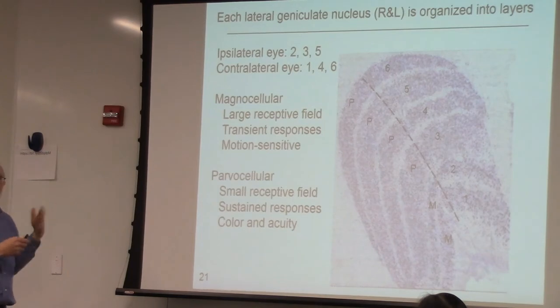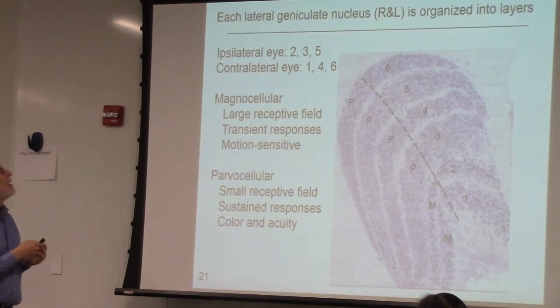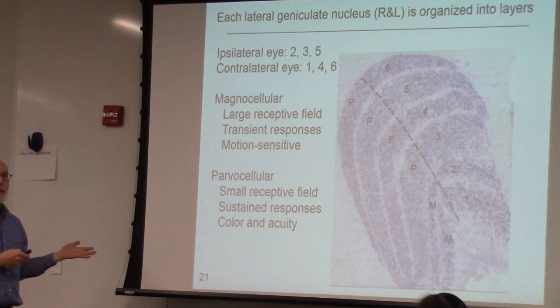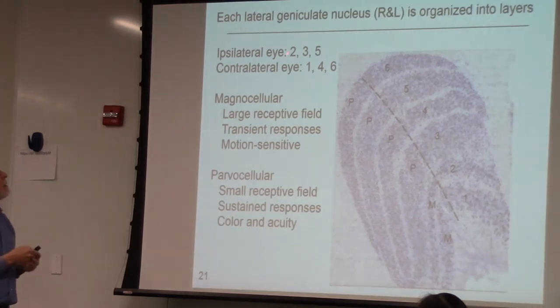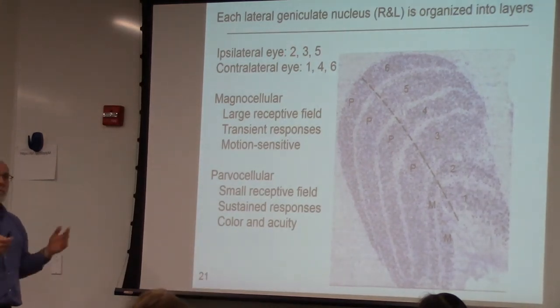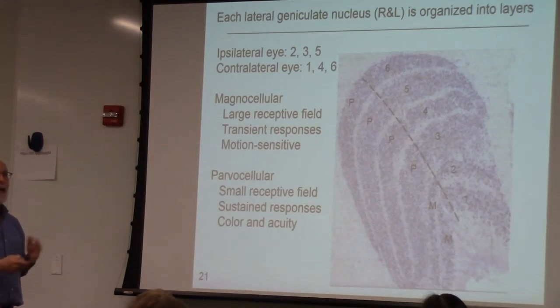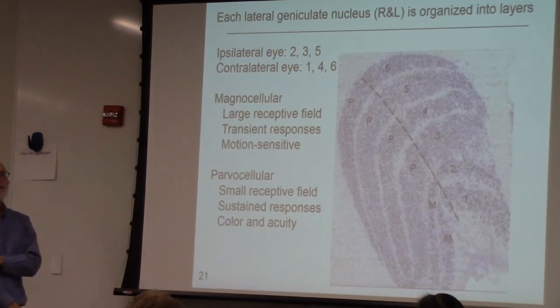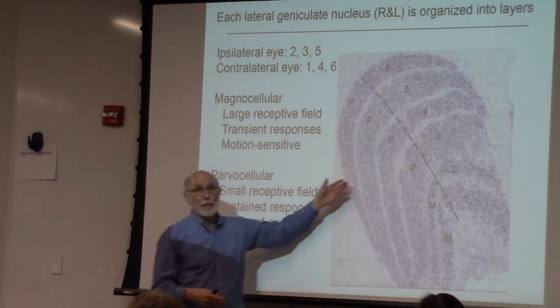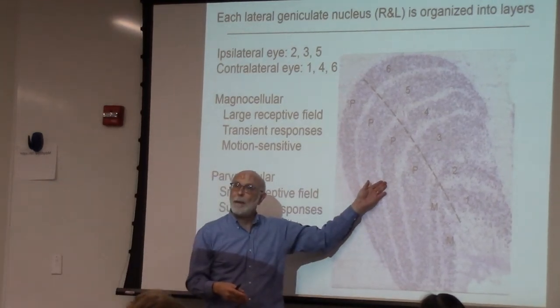It's sort of interesting. Information from the ipsilateral eye, so if this is the right lateral geniculate, we're talking about the right eye, ends up in layers 2, 3, and 5. And if we're talking about the right lateral geniculate, information from the left eye is processed in layers 1, 4, and 6. So there's just this interesting segregation of input in the lateral geniculate nucleus.